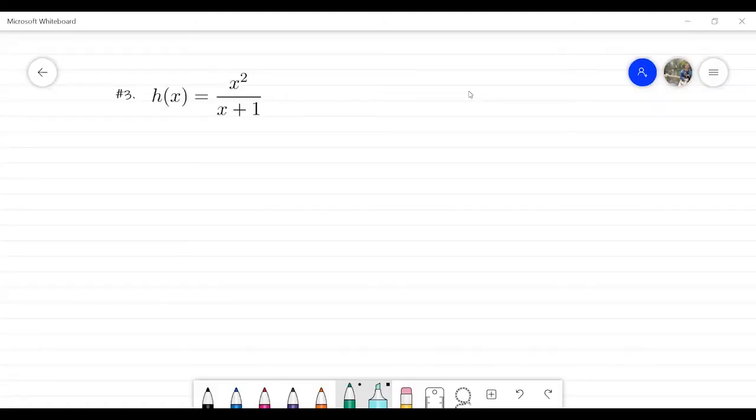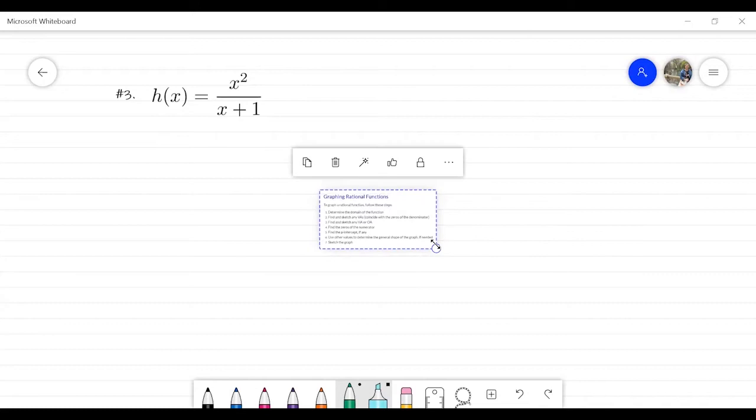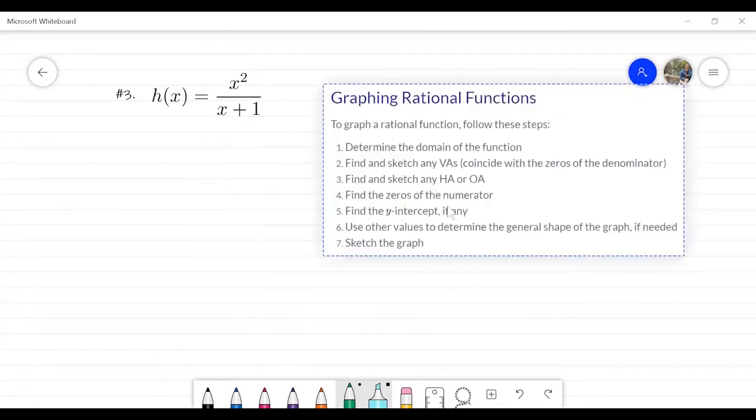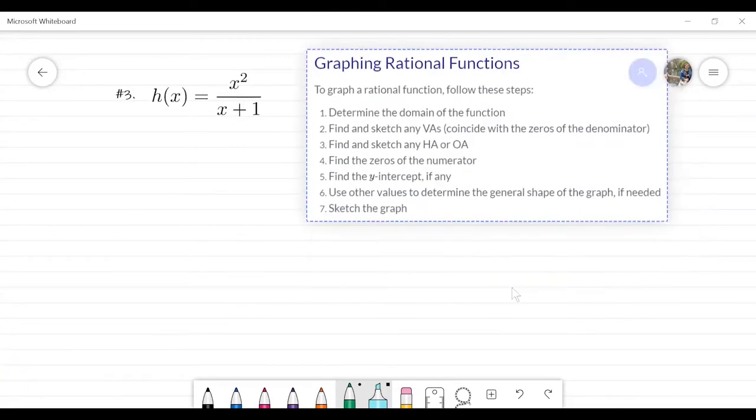Okay, so we want to graph this function. As with all of the others, I am going to refer to my checklist. Like I always say, this is really helpful. I encourage you to reference it. Keep a version of it that makes sense to you handy, so you can graph.